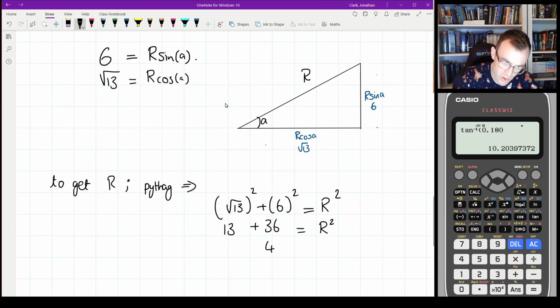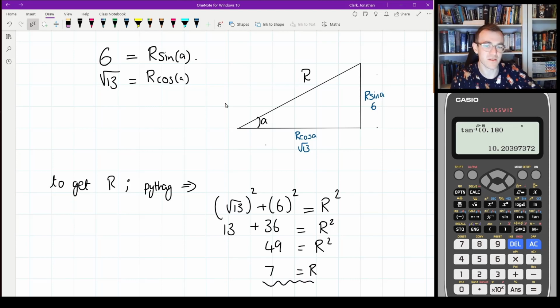So we're going to do root 13 squared plus 6 squared. And this looks promising. There we go, that looks right. It's a bit weird that they had a root 13 at the start, so I was hoping that it would work out okay in the end.